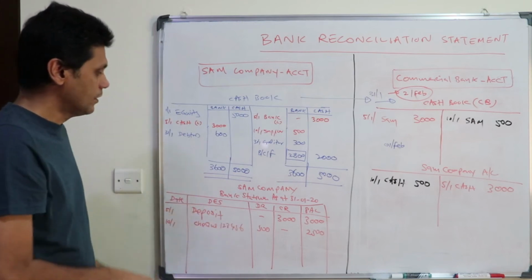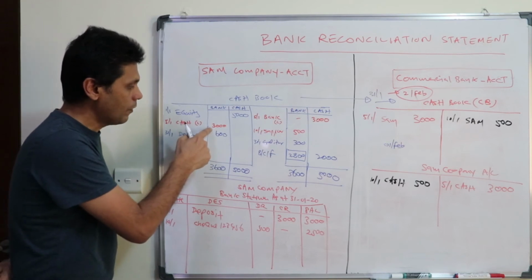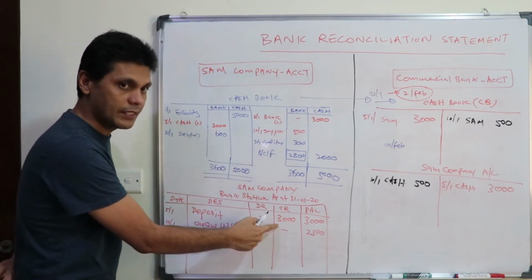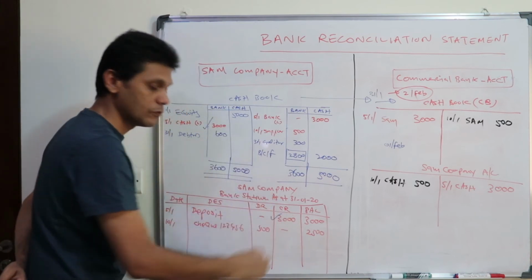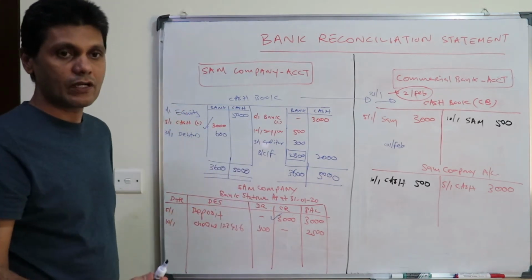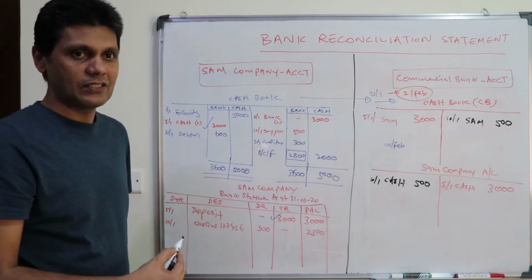So now we'll compare what has happened. This 3,000 we deposited, has it been credited by the bank? Yes. We put a tick. We have to tick off this. This is how you do. But we have now accounting software packages. It's very easy to prepare the reconciliation.